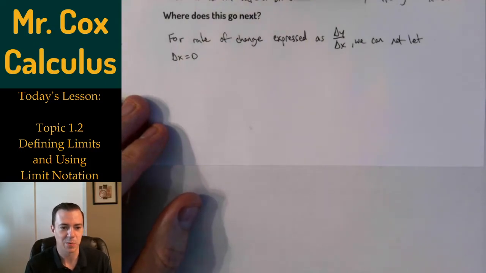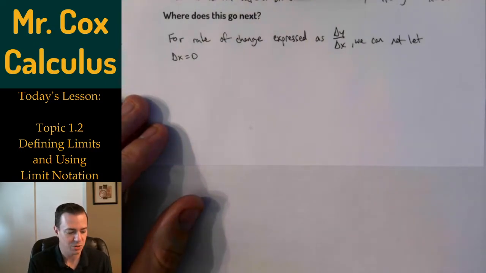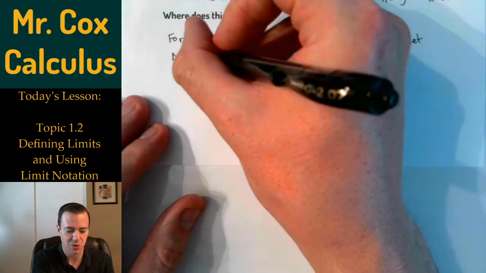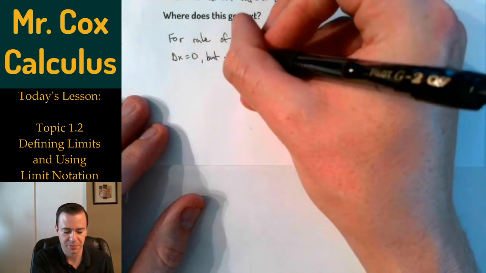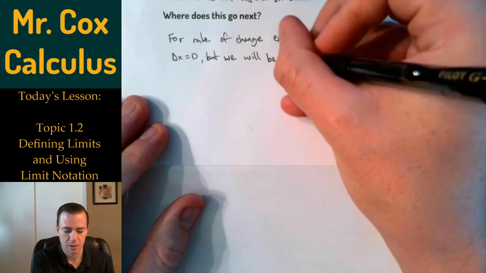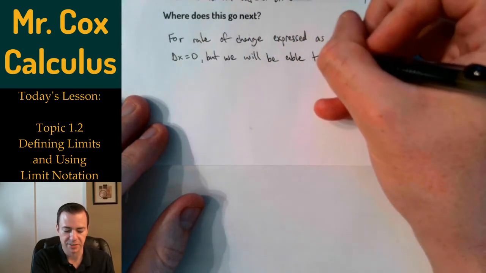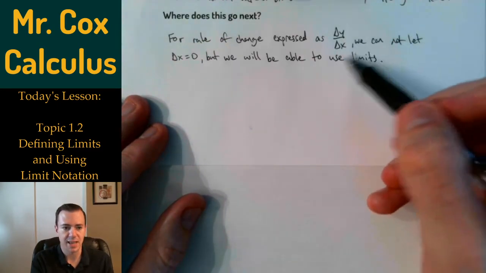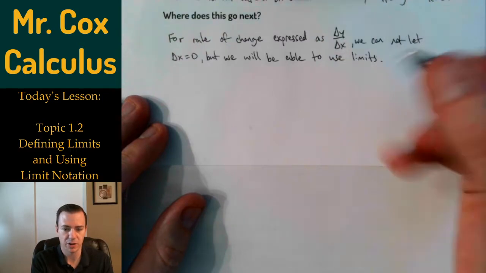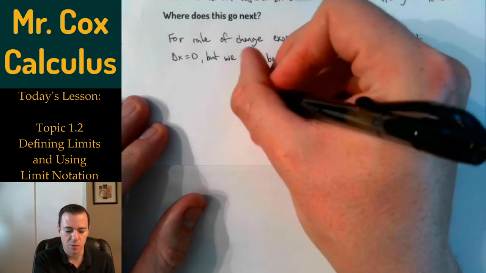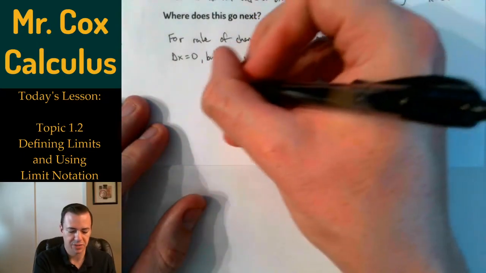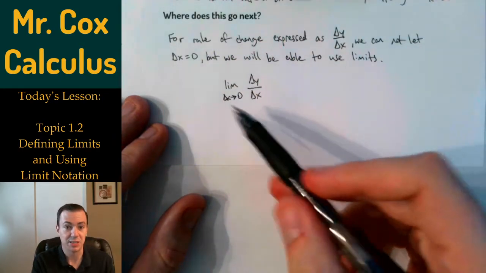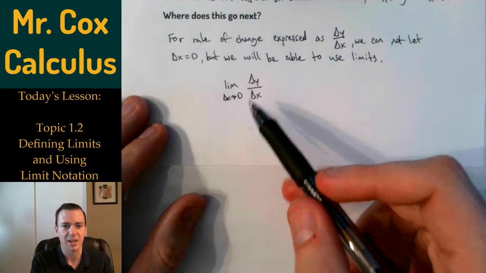But what you got today was the apparatus that's going to allow you to evaluate this expression as delta x is getting close to 0. So we will be able to evaluate using limits. And what we really want to take here is this particular function, delta y over delta x, and we want to be able to say, what is the limit as delta x approaches 0? And this right here is actually a really critical idea to calculus.